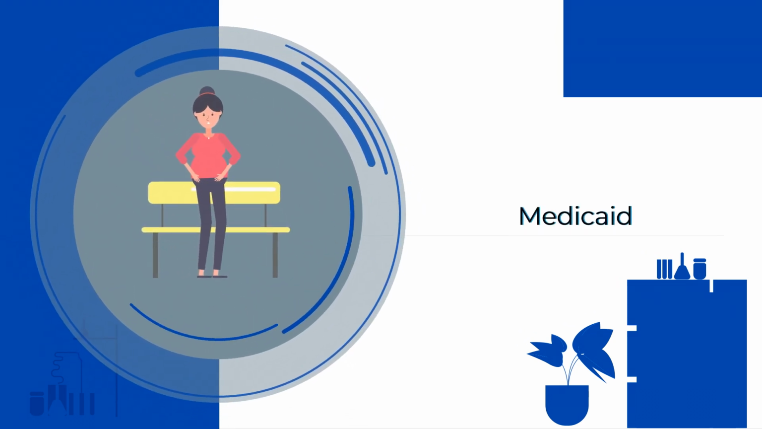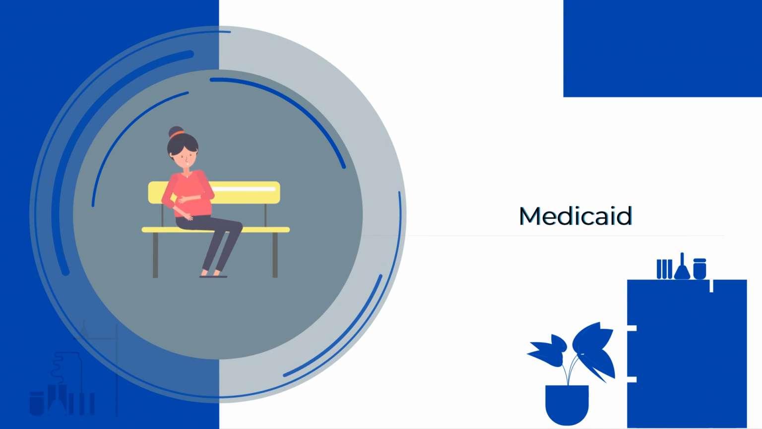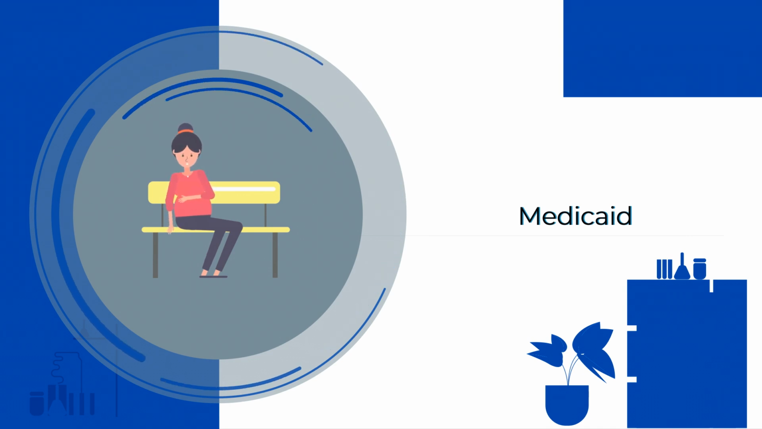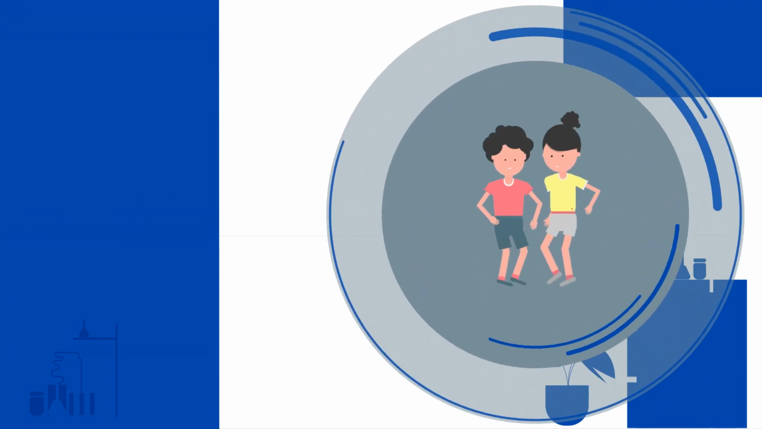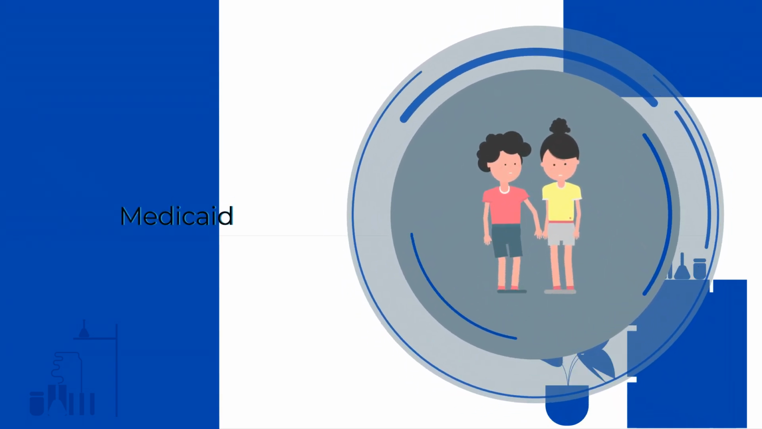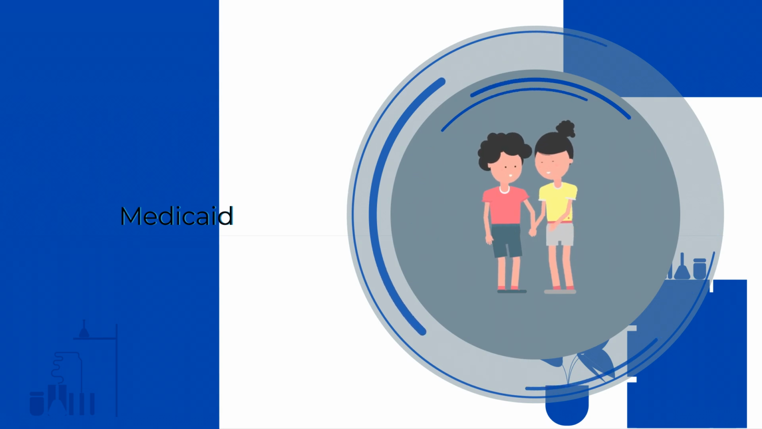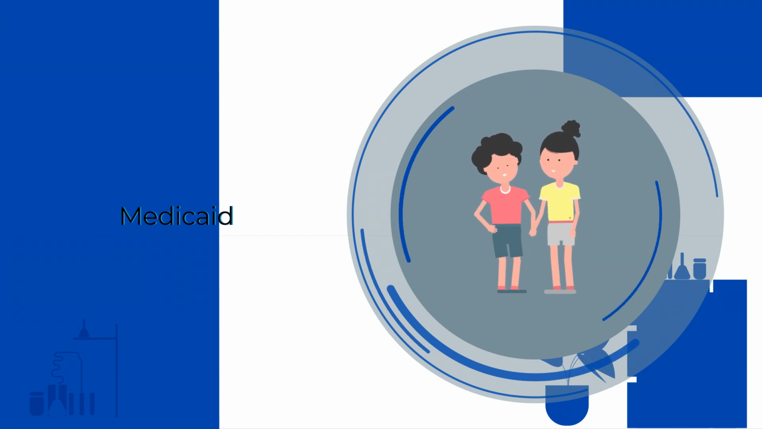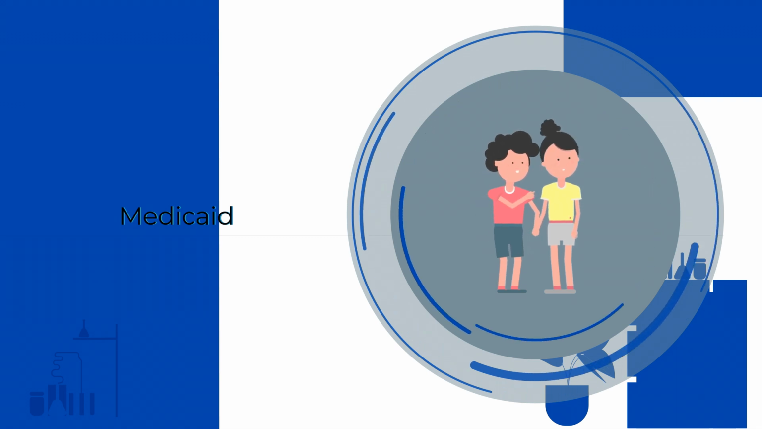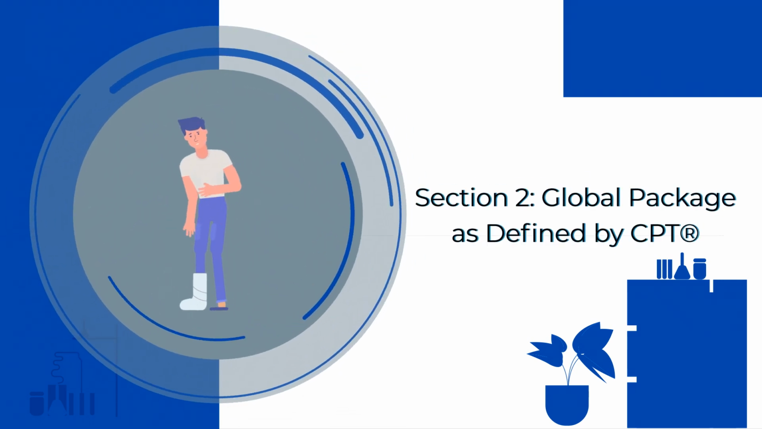Medicaid is a joint federal and state program for low-income individuals, especially children and pregnant women. It varies by state, but follows federal guidelines. State programs like Children's Medical Services cover kids with chronic or complex health needs. These vary by state, but provide critical support. Each payer has its coding policies, but Medicare often sets the standard that others follow. Section 2. Global Package as defined by CPT.